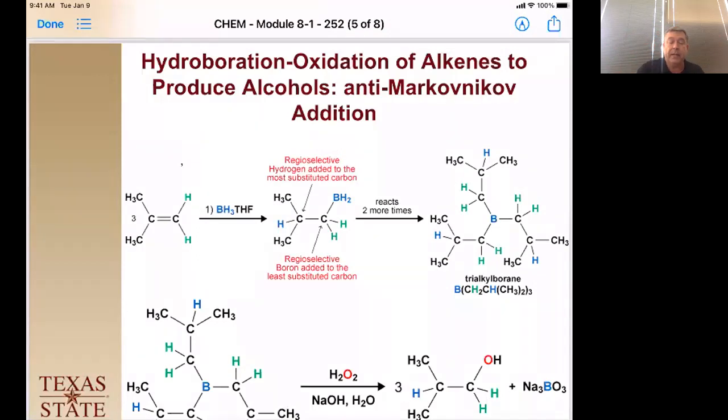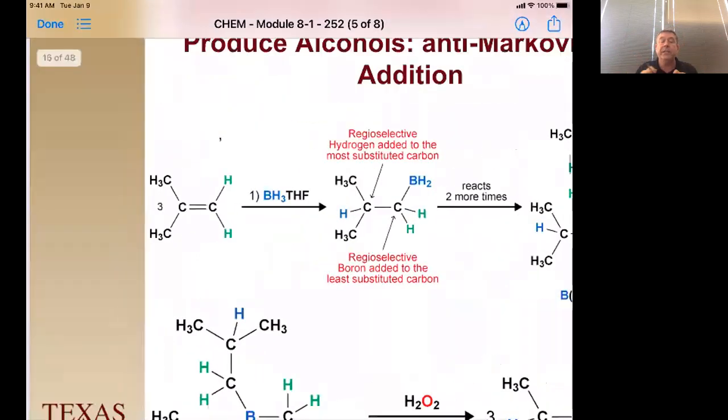So the first step in the reaction is regioselective, but it looks like it's anti-Markovnikov. It's anti-Markovnikov because it puts the hydrogen on the more substituted carbon. Write this down: hydroboration is anti-Markovnikov. The hydrogen is on the more substituted carbon.